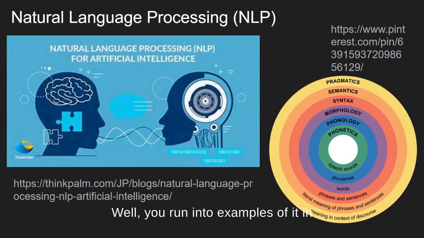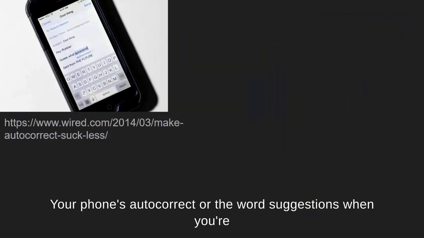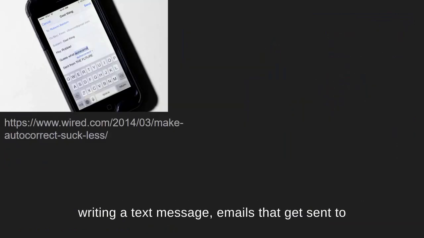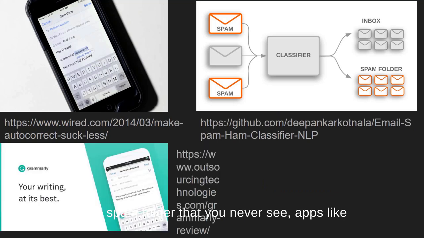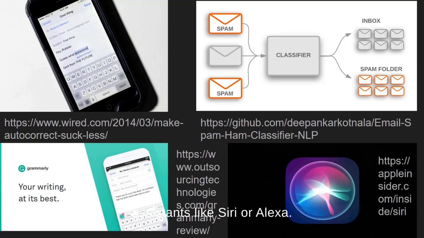Well, you run into examples of it in your daily life without even realizing it. Your phone's autocorrect or the word suggestions when you're writing a text message, emails that get sent to your spam folder that you never see, apps like Grammarly that fix your essay writing, or even virtual assistants like Siri or Alexa. So let's get into the details of how all this works.